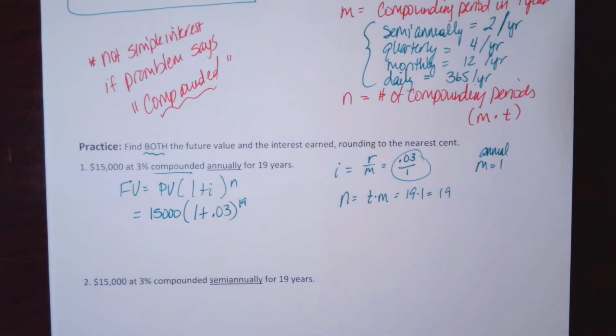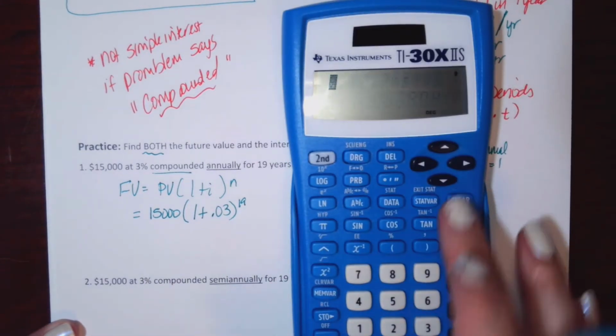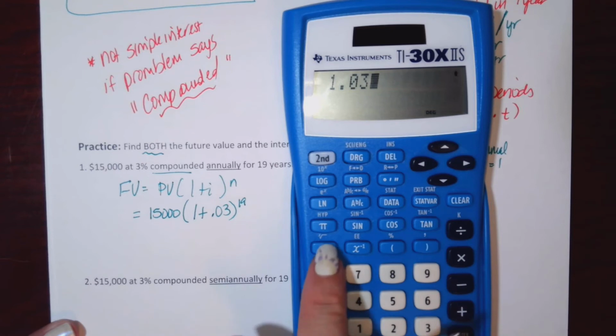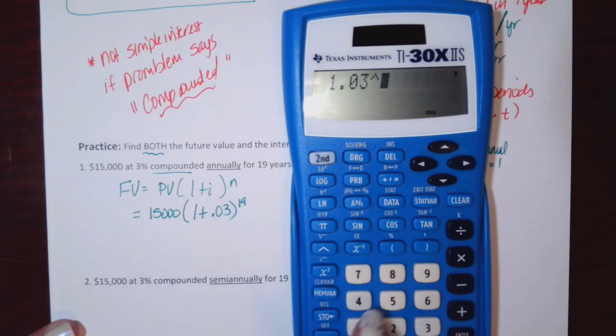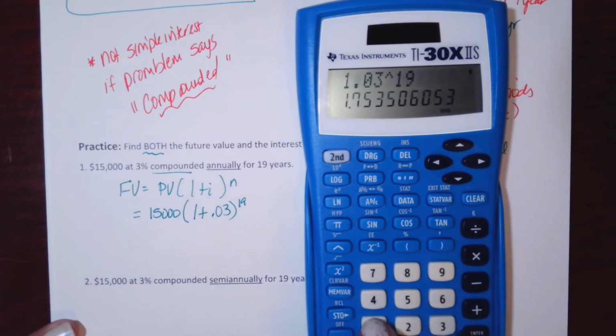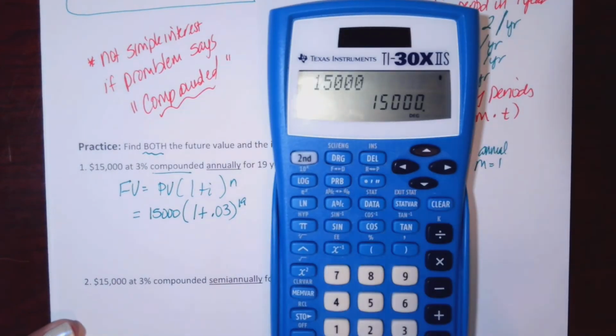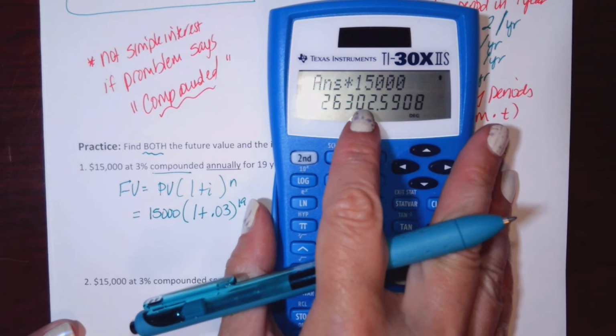Order of operations, super important here. Start inside your parentheses. 1 plus 0.03 is 1.03. That is what I raised to that exponent 19. And the very last thing I do is going to be to multiply by the present value. That's always my last step. Oh, and sorry guys. Times the present value. There we go.